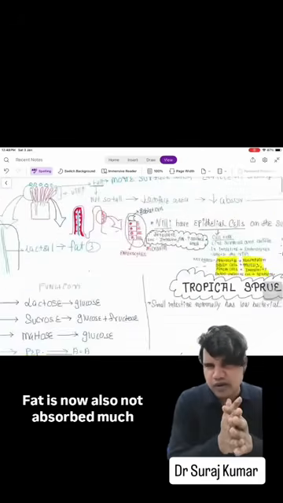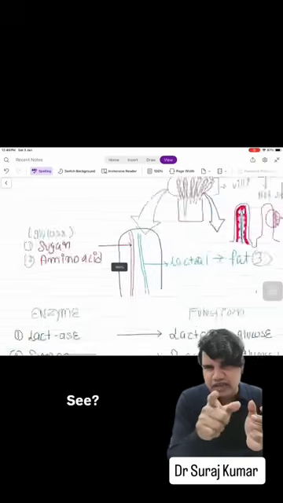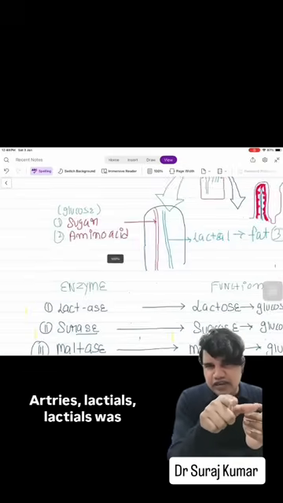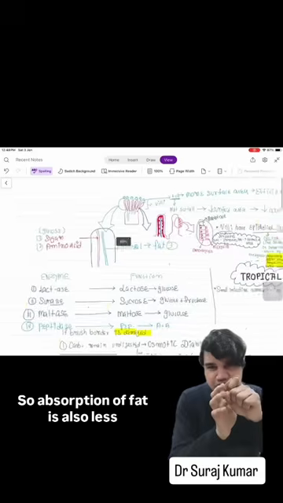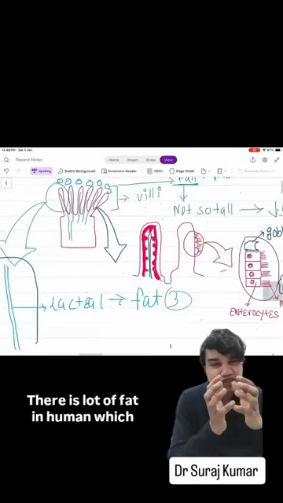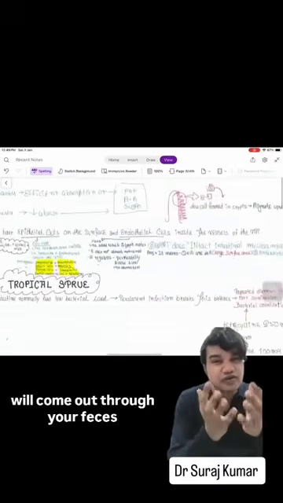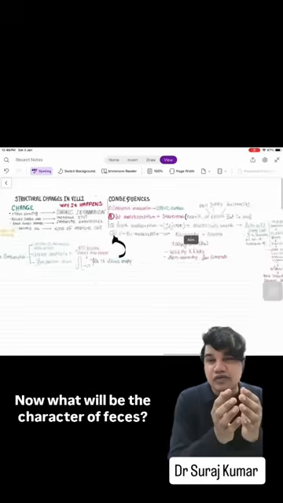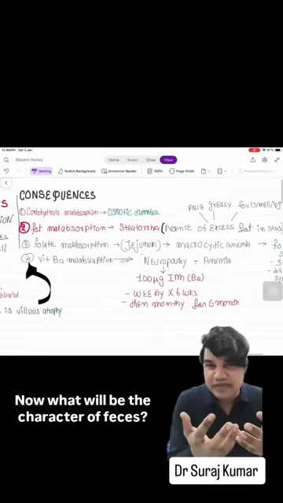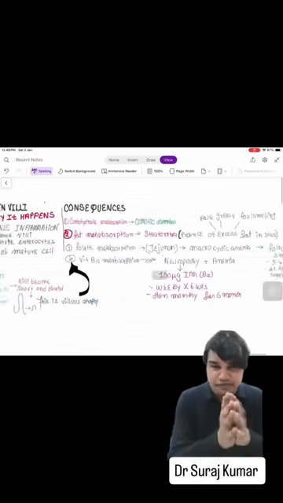Fat is now also not absorbed much, right? The lacteals were helping absorption of fat. See, in the villi, lacteals were absorbing fat. Now villi are short, so absorption of fat is also less. There is a lot of fat in the lumen which will come out through your feces. Now your feces have a lot of fat. What will be the character of feces? It will be pale, gray and foul smelling, right?